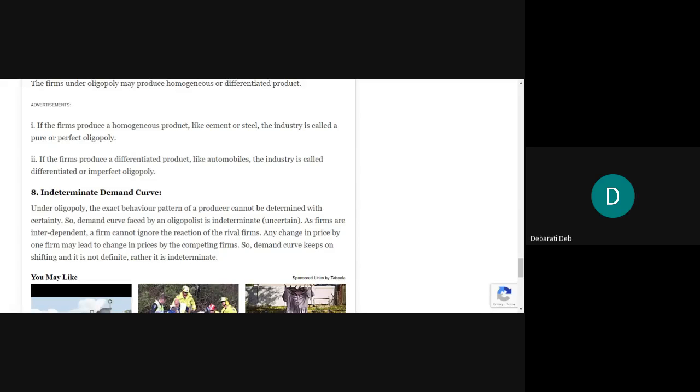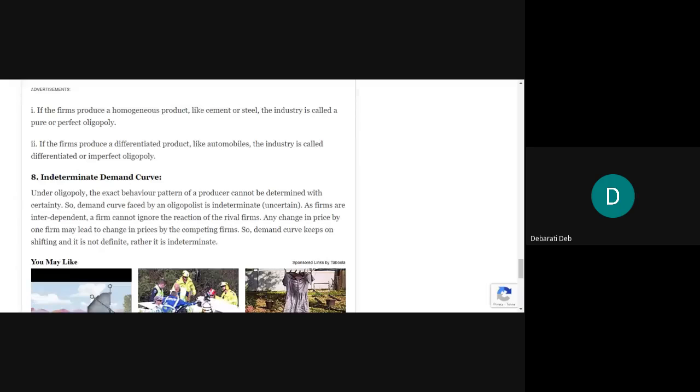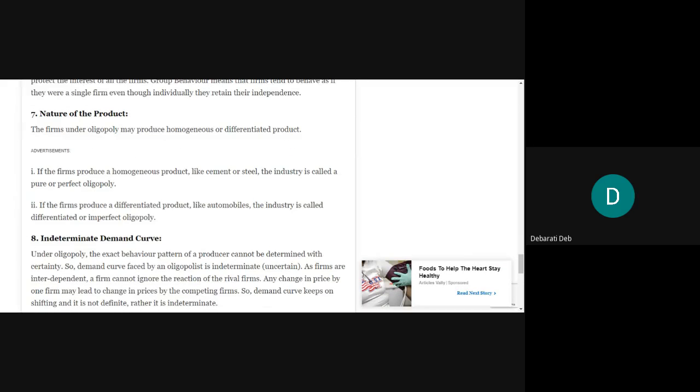When will the oligopoly be called a pure or perfect oligopoly? When you are talking about an industry like cement or steel, all products are the same, isn't it? All products are homogeneous. So this type of market is called a pure or perfect oligopoly. And what is imperfect oligopoly? If the firms produce a differentiated product like automobiles, then the industry is an imperfect or differentiated oligopoly, but all are oligopoly. Okay, so one is homogeneous, which means pure or perfect oligopoly, and one is differentiated product, which means imperfect or differentiated oligopoly.